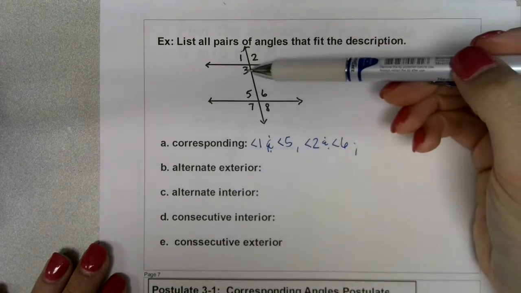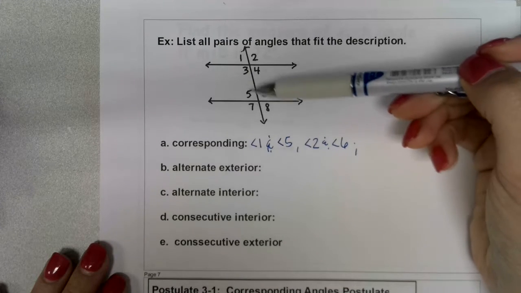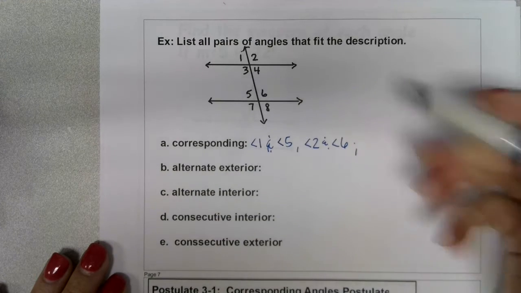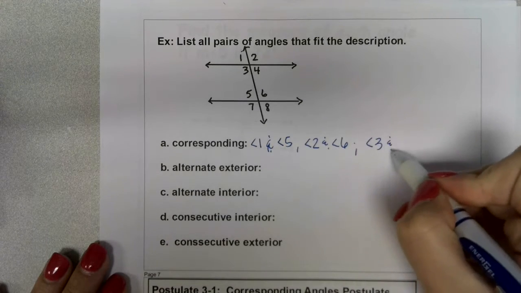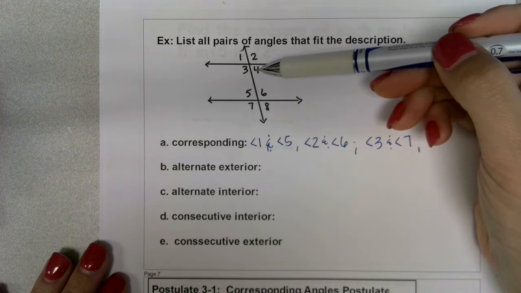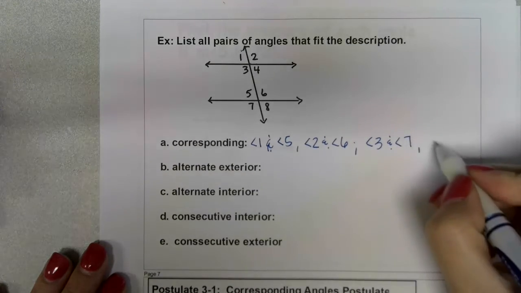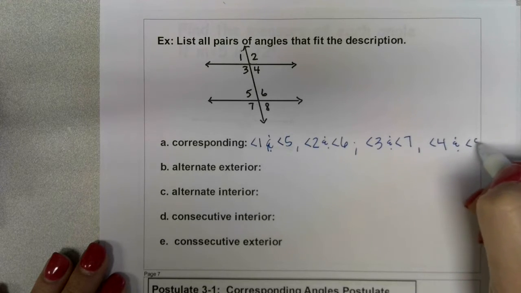All right, let's move down. Below the line to the left is 3. Below this line to the left is 7. Angle 3 and angle 7. And then number 4. Below this line to the right is 4. Below this line to the right is 8. Angle 4 and angle 8.